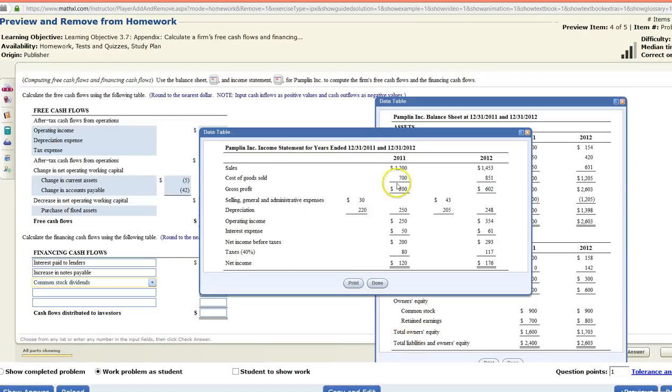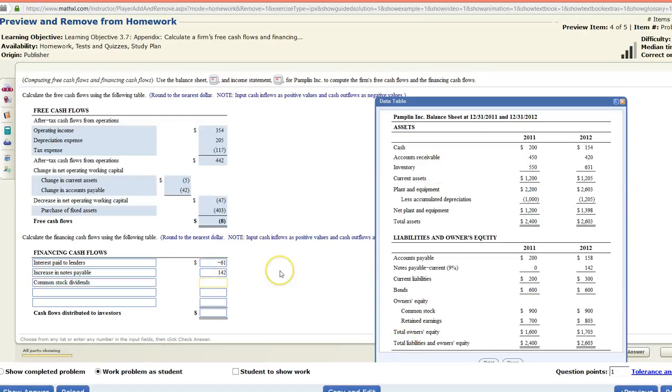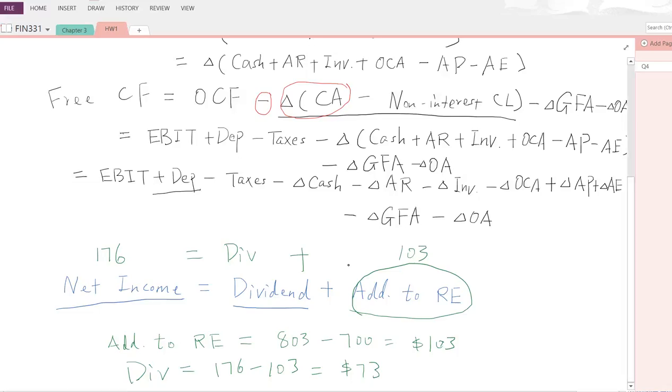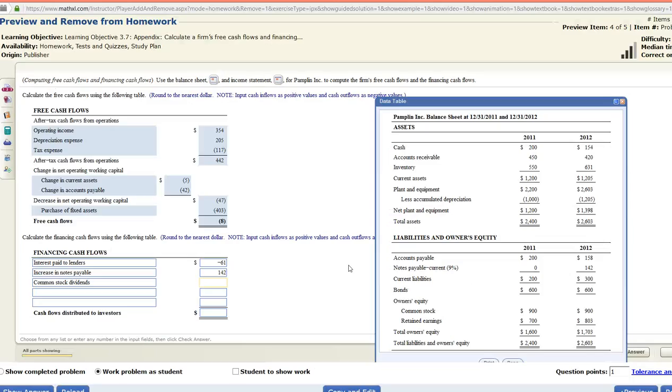So dividend is 73. So is that a positive or negative? Again, it should be a negative number because we are doing the financing cash flow calculation. It's looking at the cash flow from the firm's perspective. By paying dividend, shareholders receive money, but the firm has to pay that money. So it's a negative cash flow for the firm. So that gives me negative 73.